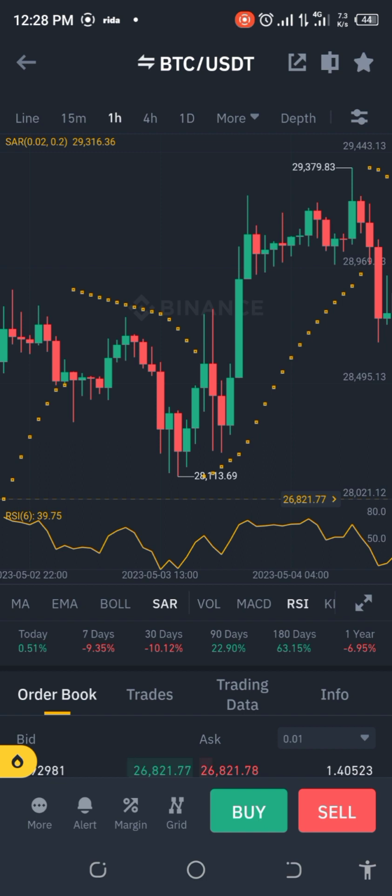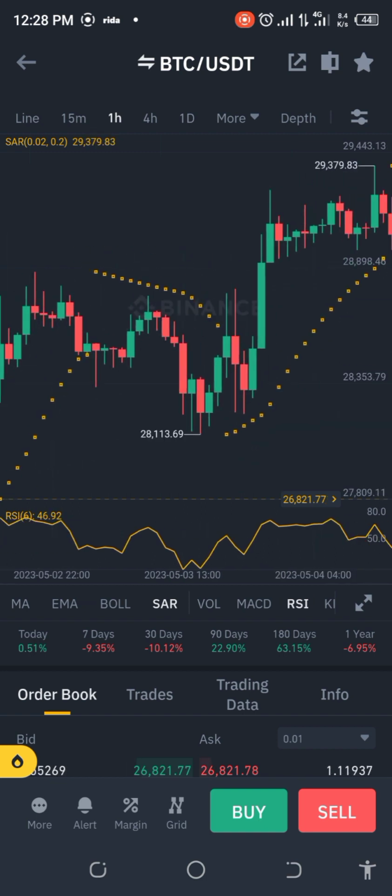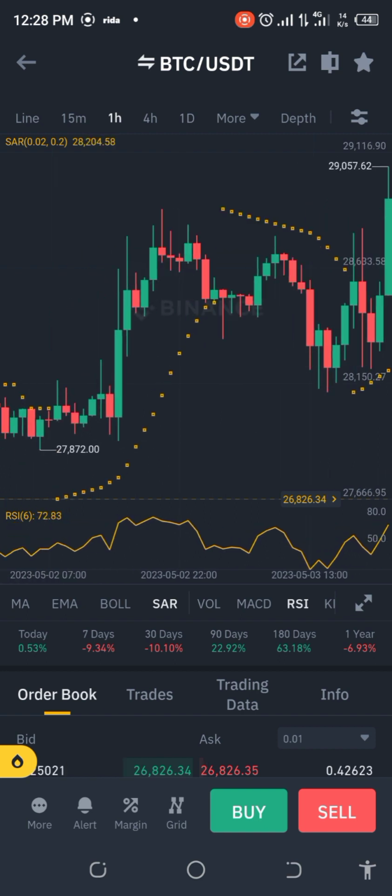So why are we using the RSI? When you see that it's already getting to 30 and below, you should expect that it's about to start buying at any point in time, okay? And when you see that it's at 70 and upwards, it's going to start selling. When we say selling, that means the price is going down. And when we say buying, the price is going up, okay?